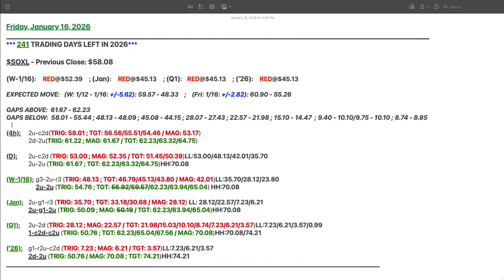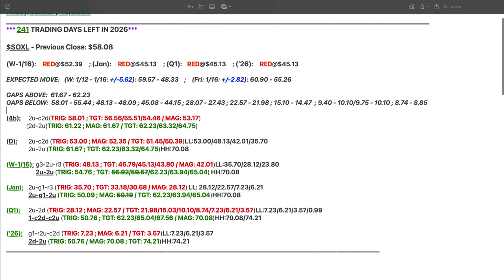On the 4-hour chart, we talked about to the downside, that would trigger a combo 2 up, combo 2 down at 58.01. Magnitude for that move is all the way down at 53.17, and because we are in this uptrend, it could be pretty hard to get there. So we've got these levels of support where we could bounce.